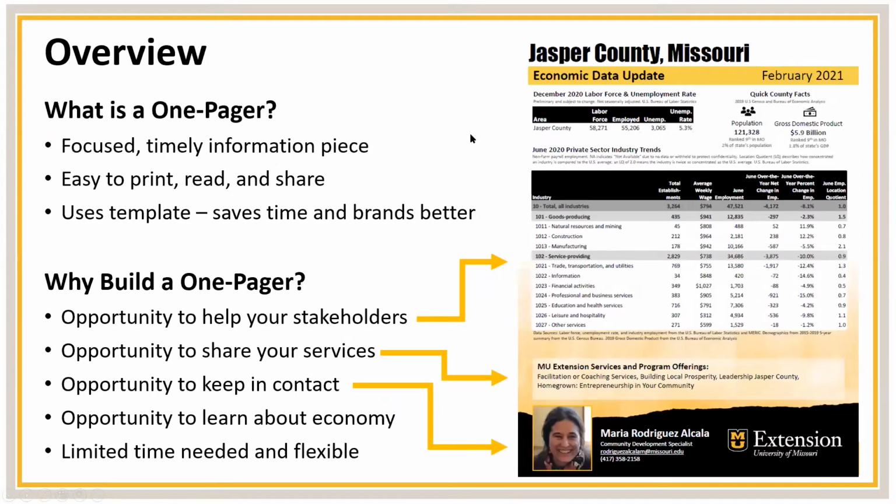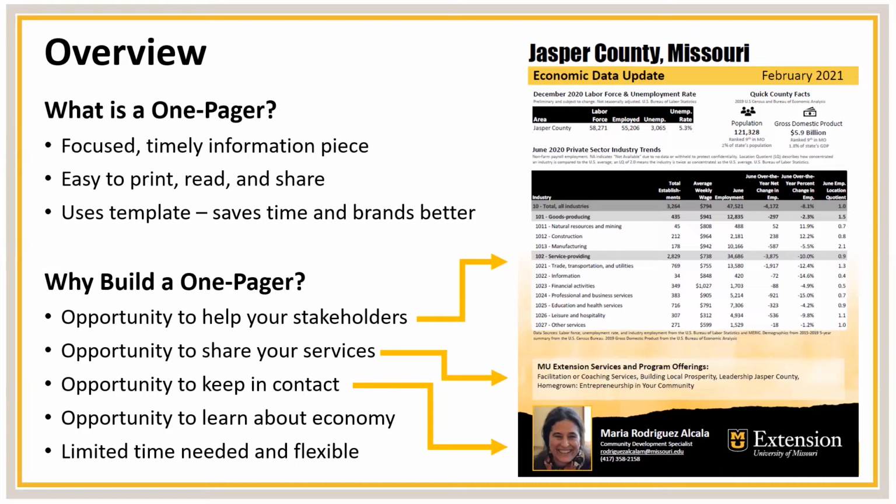So we'll start with an overview. What is a one-pager? A one-pager is a focused, timely information piece. So it's focused on one topic, one pager. We really just want to share out one piece of information. A lot of times we're busy with a lot of things we're doing, and we don't have time to read big reports. We don't have time to read all the information that's coming across our email. But with a one-pager, at least if you get it, you're only going to have to commit to looking at one page of data. A lot of times that eases the transition for people to read some information.